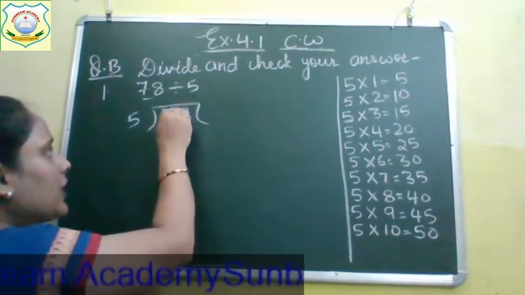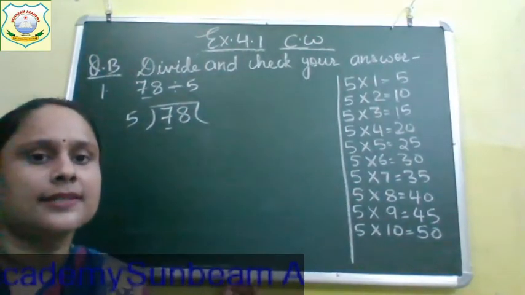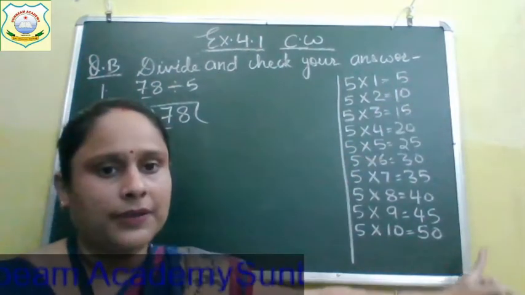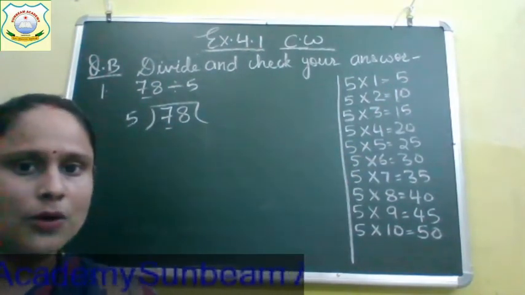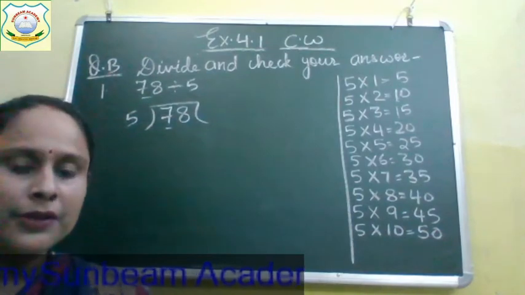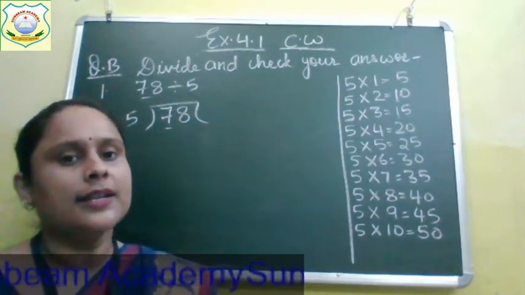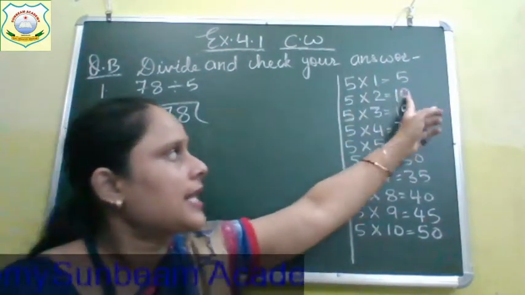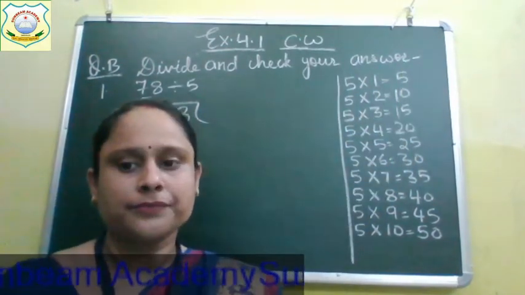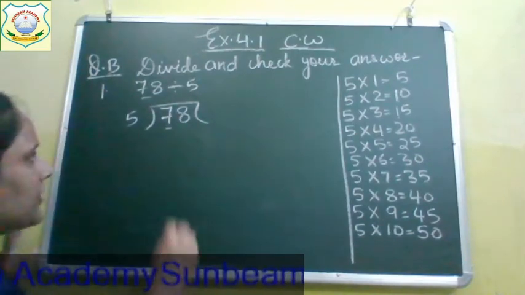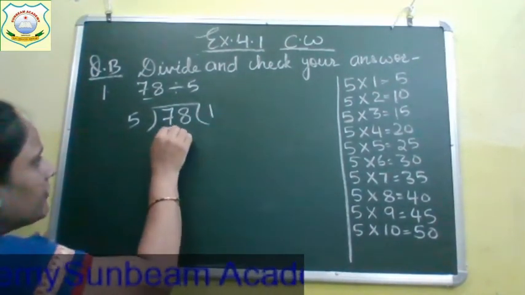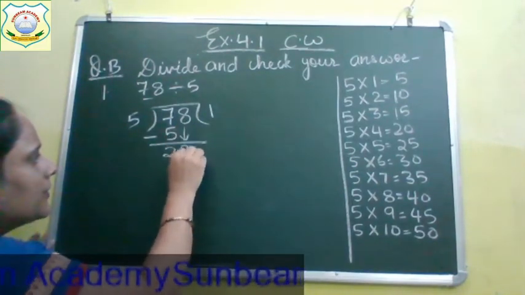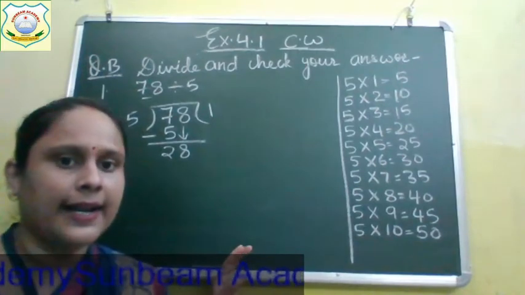Children, see the first number. Your first number is 7. Now, does 7 come in the table of 5? No. So we will take the number which is less than 7 and that is coming in the table of 5. Which number is less than 7, 10 or 5? 5 is less than 7. So we will take 5 ones are 5. How much is left? 2. Now we will bring 8 down.